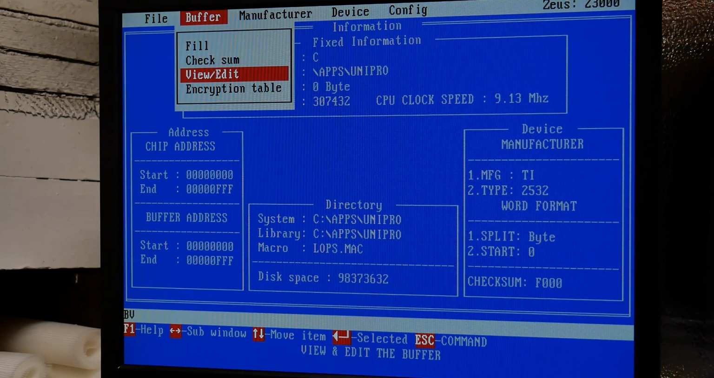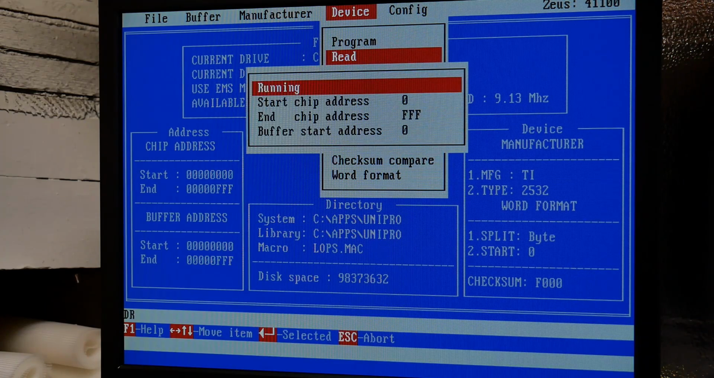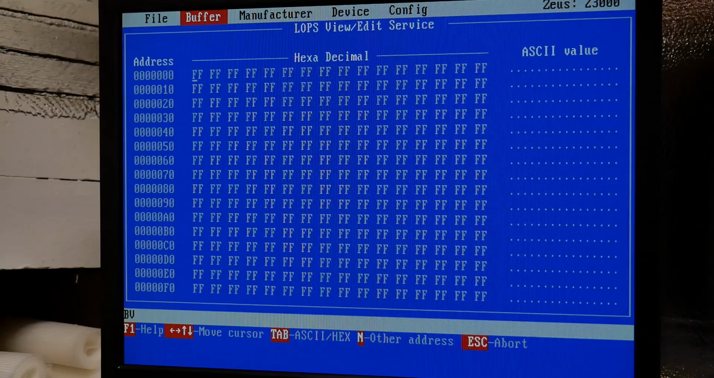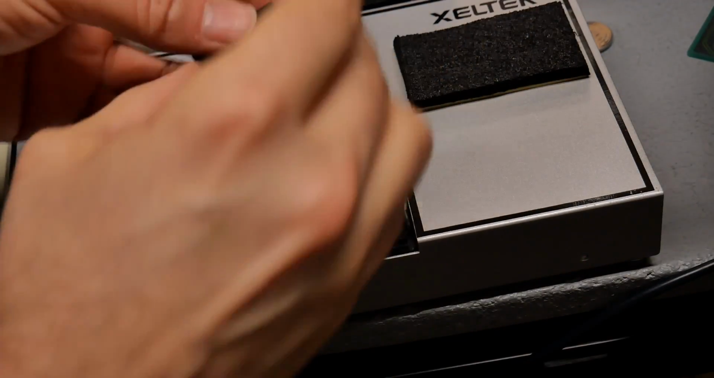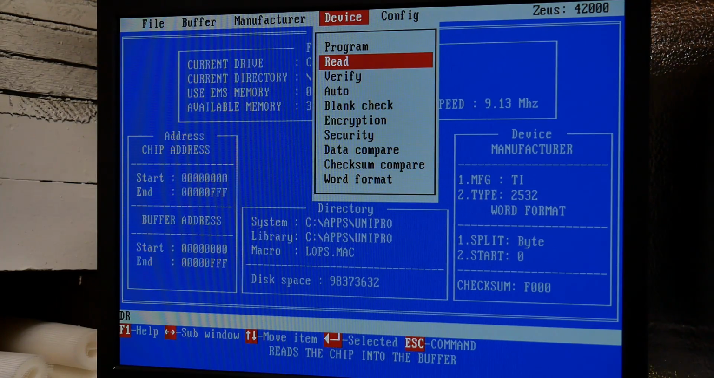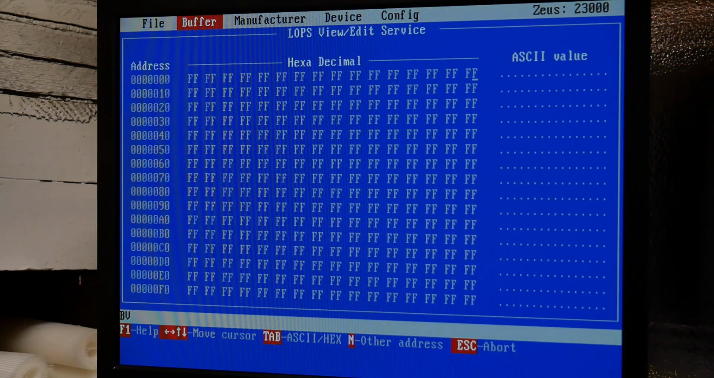We're gonna go to buffer and let's take a look at view. We got absolutely nothing. Yeah, it went up to FFFF, so that's the whole buffer. And there's nothing there. Let's just try reading that one more time. Read. It says read successful. And view, nothing. Okay, I'm going to swap out to the other chip here. This is the other ROM chip. And we'll go back to device and we'll do read. Read success. Nothing. The buffer is empty.